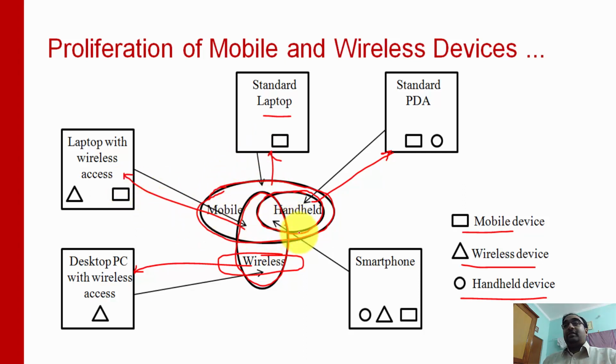And a mixture of all these three is a smartphone. A smartphone is a handheld device. You can hold it in the hand. It's a mobile device. You can move it from one place to another place very easily, as well as it is a wireless device. It supports wireless communication.